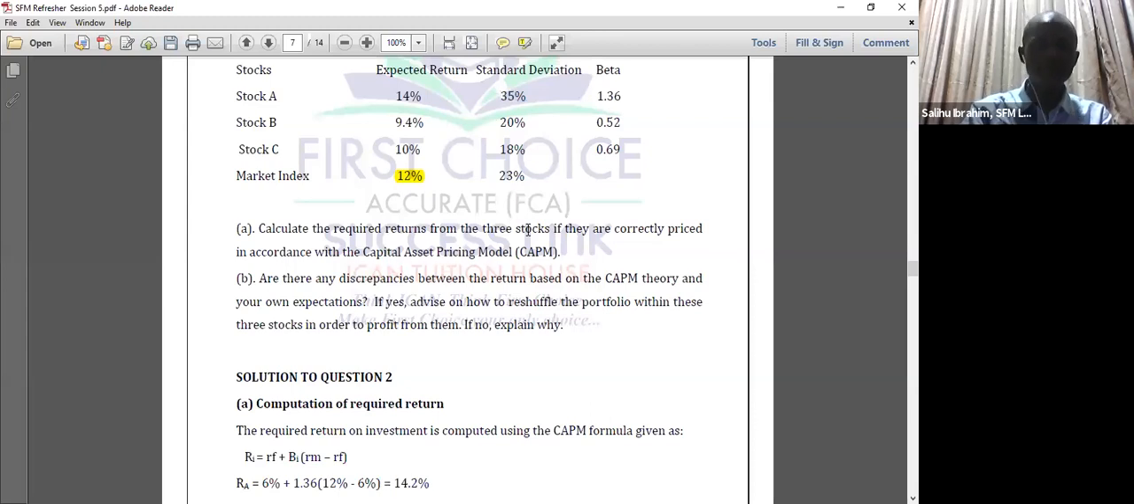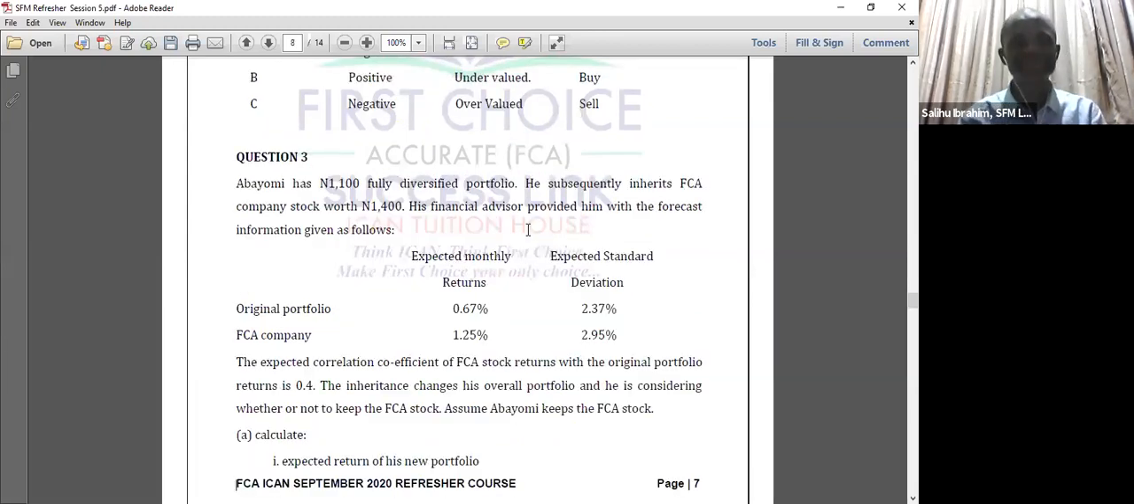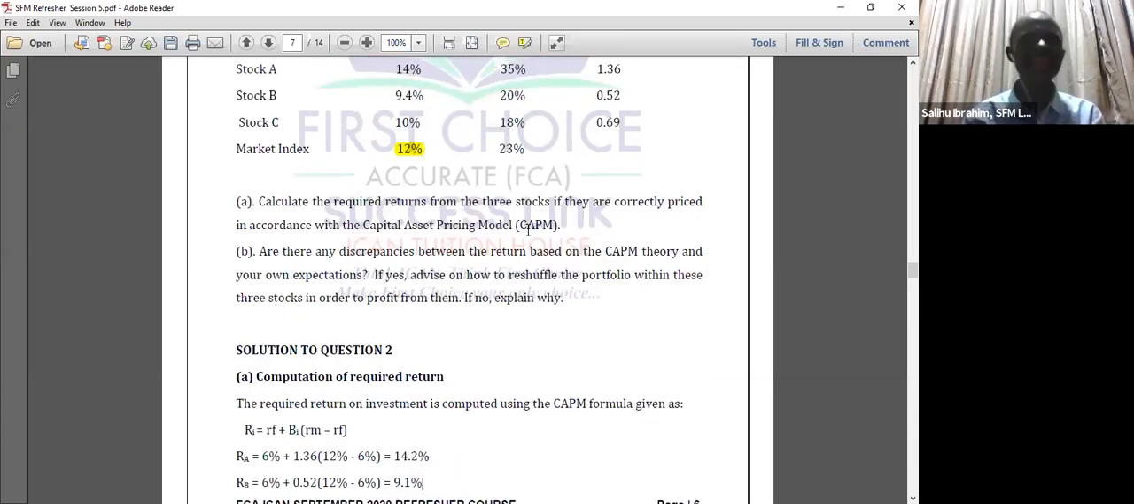Now we are done with A. What is B saying? B is saying, are there any discrepancies between the return based on the CAPM theory and your own expectations? If yes, advise on how to reshuffle the portfolio within these three stocks in order to profit from them. If no, explain why. What the question is saying is that the return you have computed based on CAPM, is it different from the expected return on this stock? That's what the question is saying.